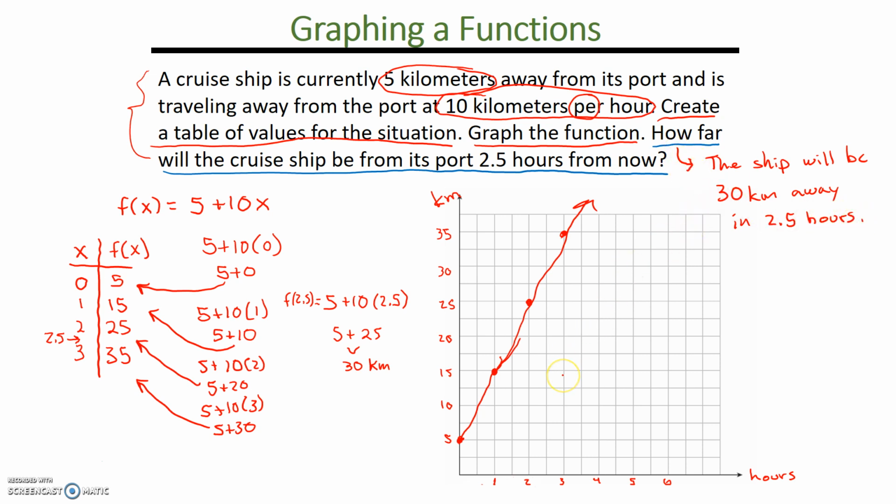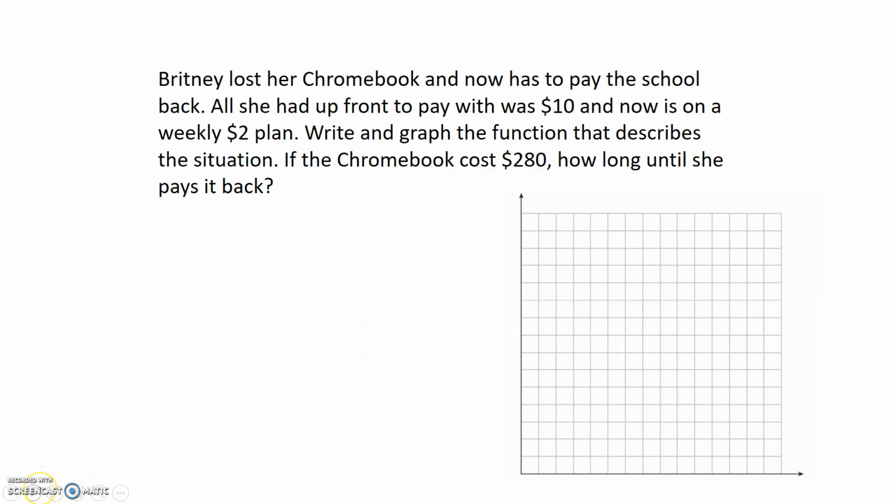The other little thing I want to mention is if you actually took a look at your graph here, 2.5 is right in between 2 and 3, and if I followed this up, if my line was straighter, I could have roughly estimated that, yeah, look, this is at 30 kilometers. So my graph here is actually making sense with the algebra that I just finished doing. All right, let's move on to the next problem here.